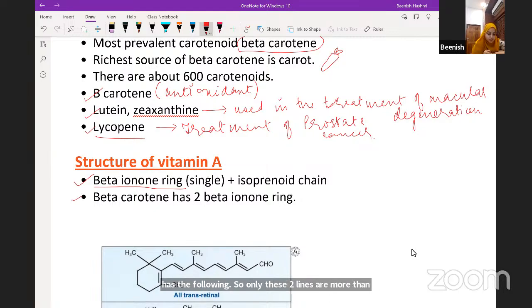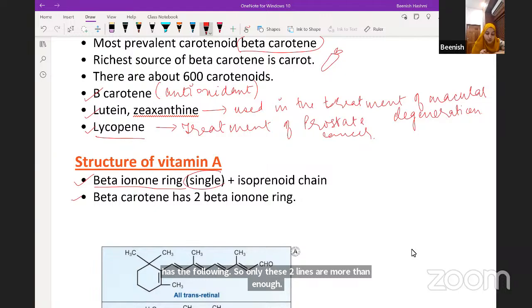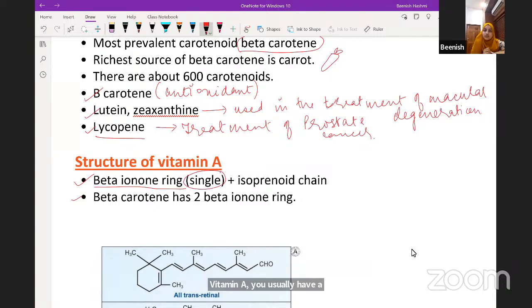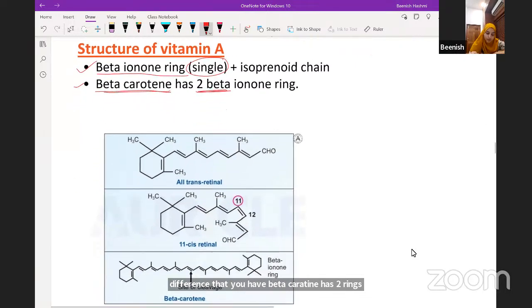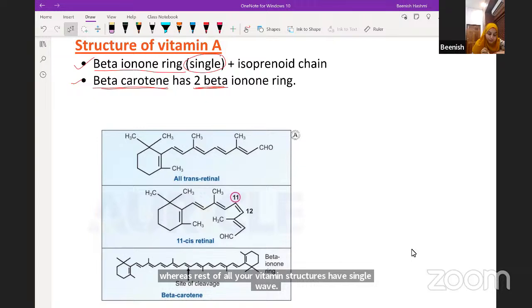So vitamin A usually has a single beta ionone ring. So the catch point is they have a single beta ionone ring plus an isoprenoid chain. But your beta carotene has two beta ionone rings. So this is the only difference, that your beta carotene has two rings, whereas the rest of your vitamin A structures have single rings. Okay, so you can appreciate that from this image.